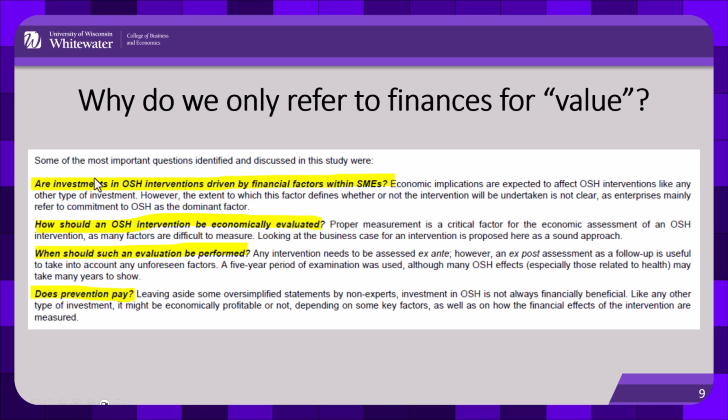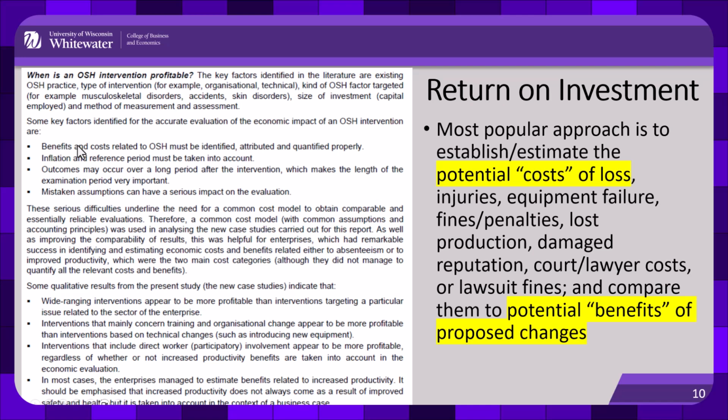So a couple of questions here. Are the investments worthwhile? How are they being evaluated, economically? When should it be done, and does prevention pay? I mean, we want to think it always does. So for return on investment, the equation is essentially the difference between the estimated loss minus the estimated investment, and then that quantity is divided by the estimated investment. And that's how you determine return on investment.